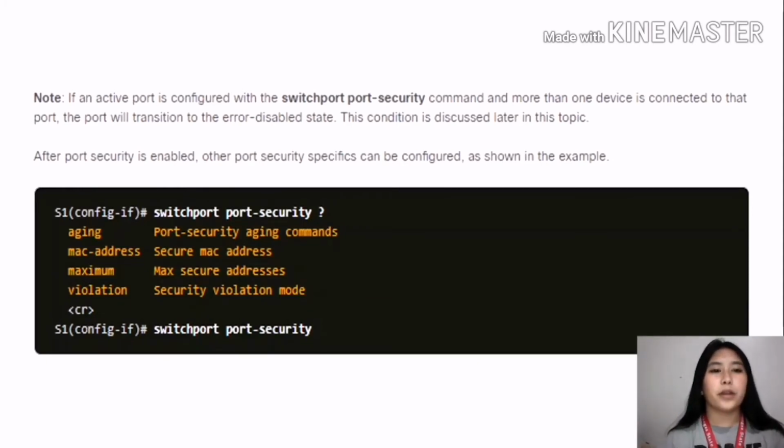If an active port is configured with the switchport port-security command and more than one device is connected to that port, the port will transition to the error-disabled state. This condition is discussed later in this topic. So after port security is enabled, other port security specifics can be configured as shown in the example: port security aging commands, MAC address, secure MAC address, maximum MAC secure addresses, violation, security violation mode, switchport port-security.